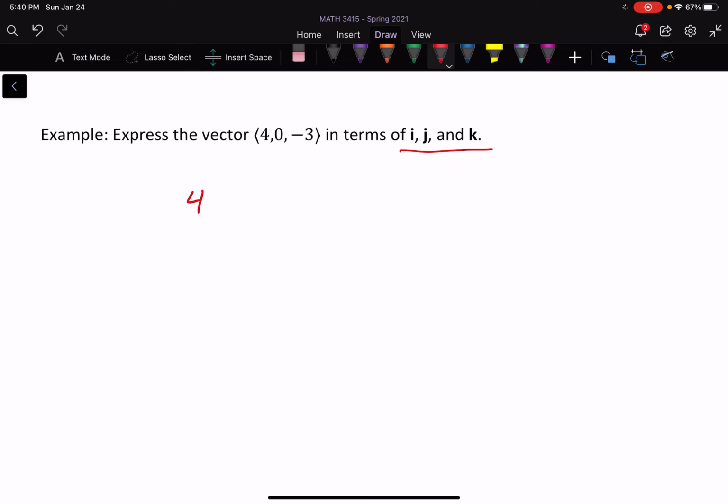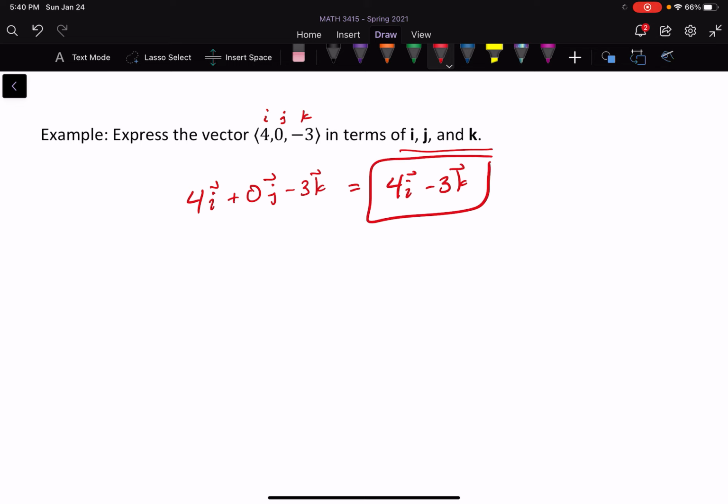Whatever the x component is, I multiply that by i. Whatever the y component is, I multiply by j, and then by k. So this will be 4i plus 0j minus 3k. And then you can even simplify that to be 4i minus 3k. Okay, and that's your answer.